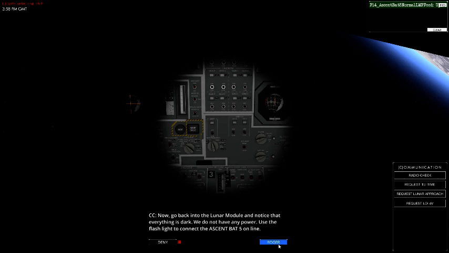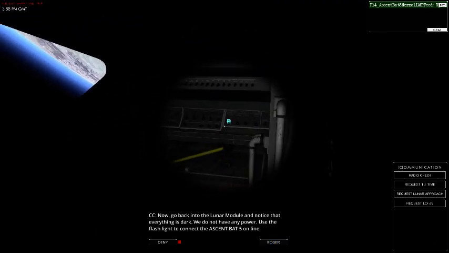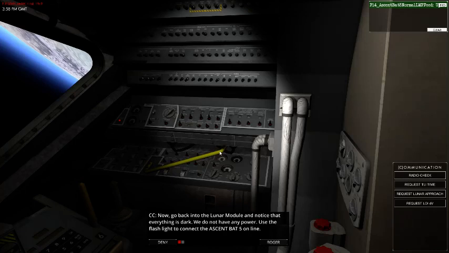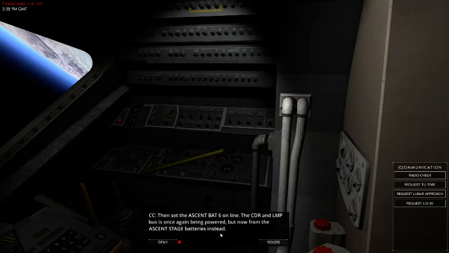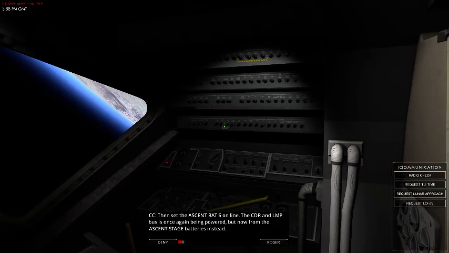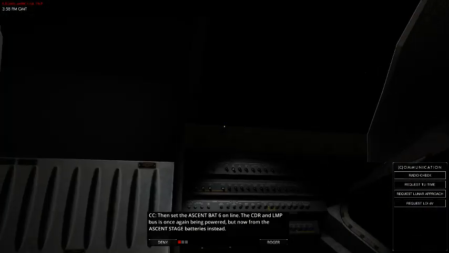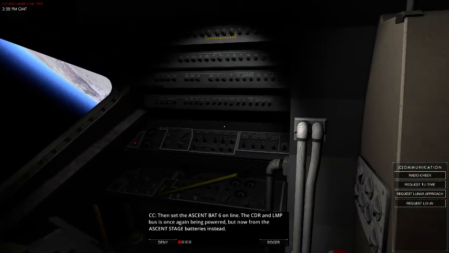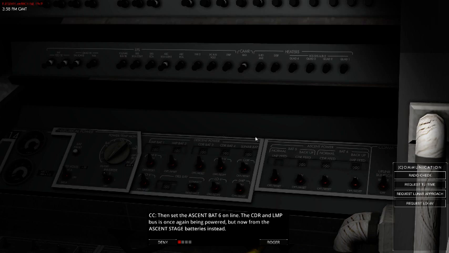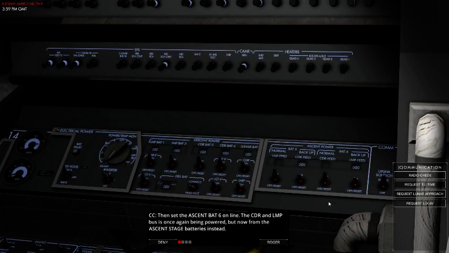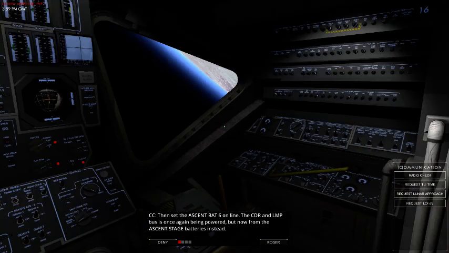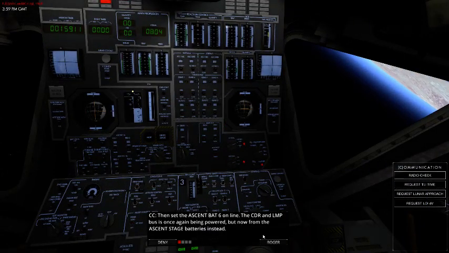Use a flashlight to connect the ascent feed on the line. Ah, there we are. Then set the ascent bat 6 online. The CDR LMP bus is once again being powered, but now from the ascent stage batteries instead. Ascent bat 6. The commander and the LMP. I don't need the backup feed on, do I? Right, there we are. We've got that backup up and running.